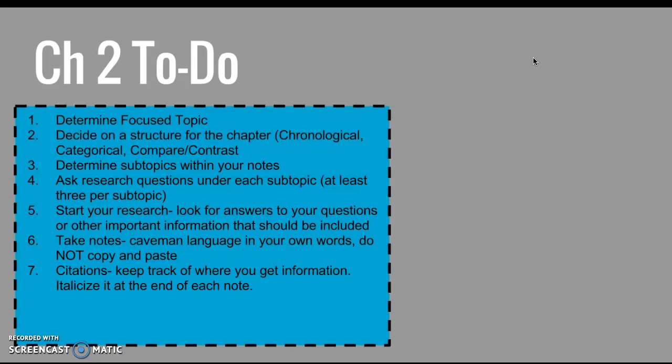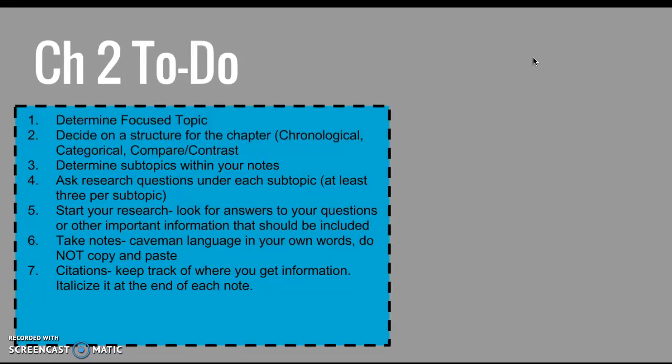Number 2, decide on a structure for the chapter. Chronological, categorical, compare and contrast. Give me a thumbs up if you feel like you've already done that. Most everyone should have because we picked that on Friday, and that's what you put in parentheses next to your topic. And number 3 is to determine subtopics within your notes, okay?